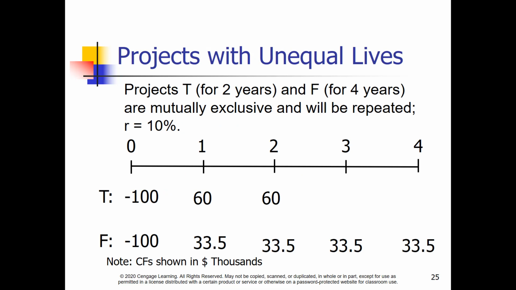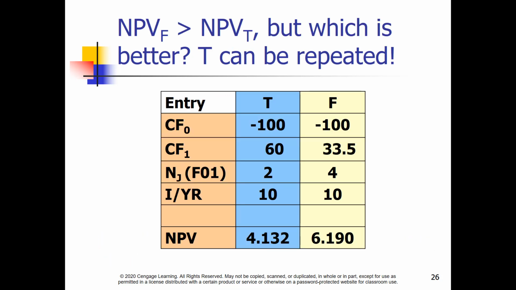We'll use the 2 mutually exclusive projects shown above to examine the problems involved in evaluating projects with unequal lives. T is a 2-year project, F is a 4-year project. Doing a straightforward NPV analysis on both would lead you to choose Project F, the 4-year project. But there are other ways to analyze this decision.